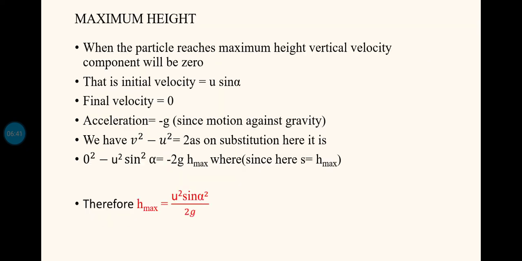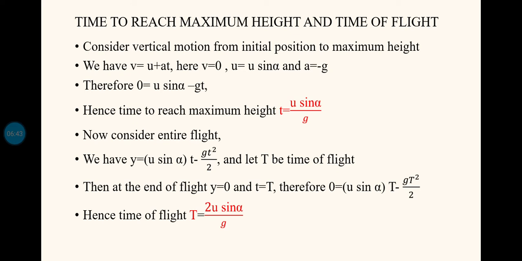Now next one is time to reach the maximum height and time of flight. For time to reach the maximum height, you can consider the vertical motion of the projectile from the initial starting point to the maximum height point. Consider the vertical motion from the initial position to maximum height. We have the general equation v is equal to u plus at. Here v is equal to 0 and u is equal to u sin alpha and a is equal to minus g. Therefore substituting you will get 0 equal to u sin alpha minus gt. From that you will get the time to reach the maximum height, t is equal to u sin alpha by g.